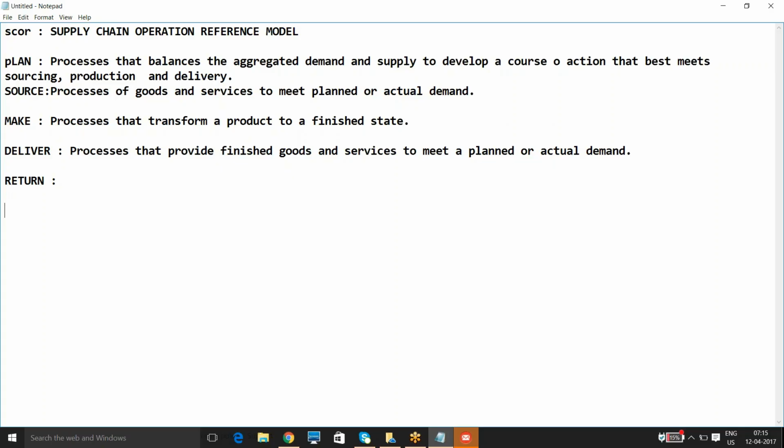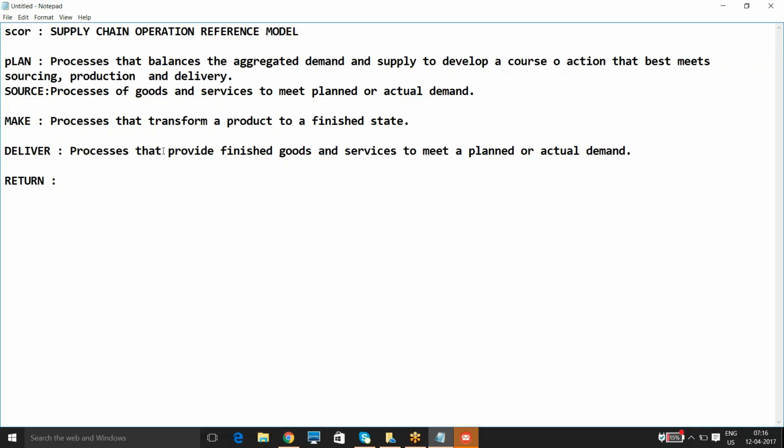Just waiting for you to ask me this, source and deliver. What is the difference between them? So when I say source, if you see here, it is the process of goods and services to meet the plan. So when I'm saying to meet, that means Amazon itself doesn't really produce it, but it has to bring it to meet the planned and actual demand. But here you're trying to provide it. Hope you got me.